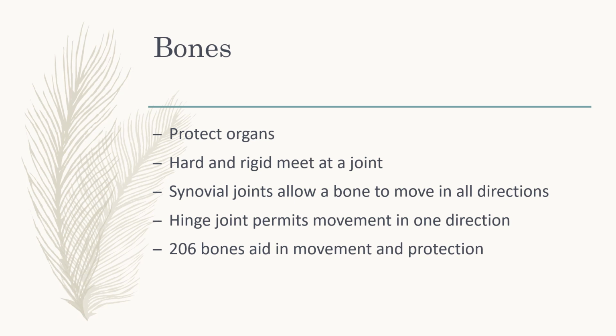So your bones protect the organs. They're hard and rigid, and they meet at a joint. The joints can either be hinge joints or synovial joints. Synovial joints are also called ball and sockets. An example would be your shoulder or your hip. It lets you move in multiple directions. A hinge joint is going to be one direction. That's going to be like your elbows and your knees. There are 206 bones that aid in movement and protection of your body.